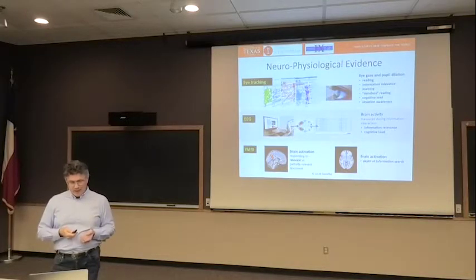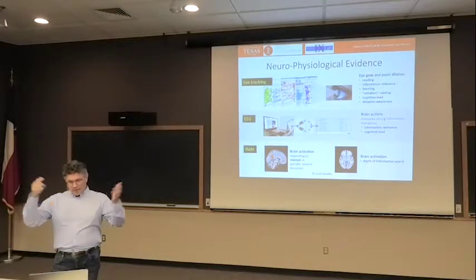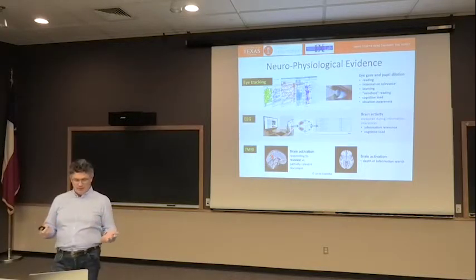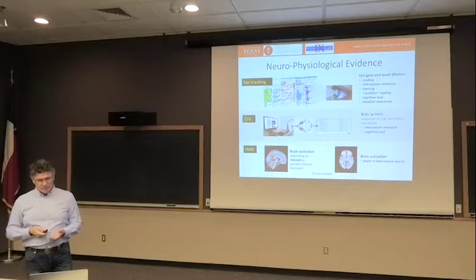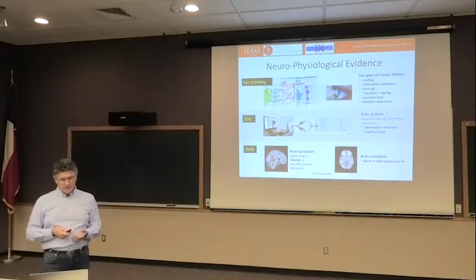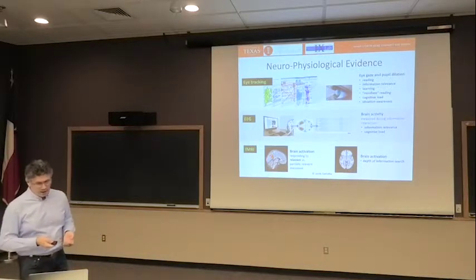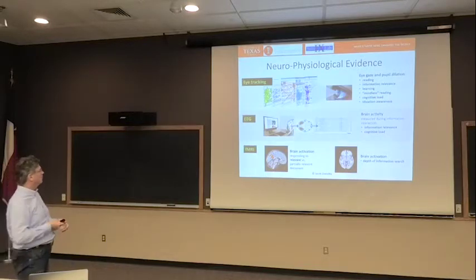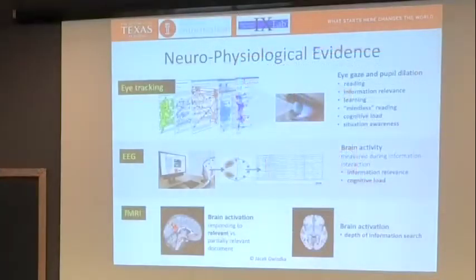And so I call it overall using neurophysiological evidence. And the three types of devices that I have used in my research is eye tracking. You'll hear a lot about eye tracking, so I'll be repeating you a lot. But also EEG, electroencephalography, and fMRI, functional magnetic resonance imaging.